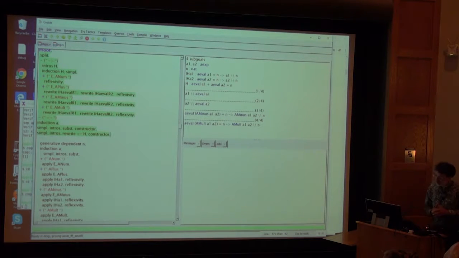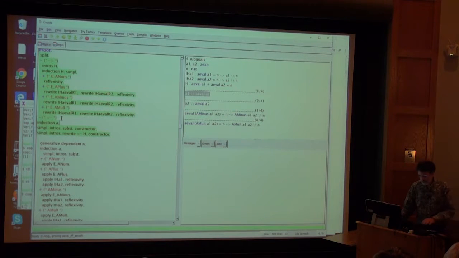Now A1 had better evaluate to A eval A1. That should be provable by induction. We hope. That's the way this proof should go. It is not provable by induction because our proof is broken. And here's how it's broken.